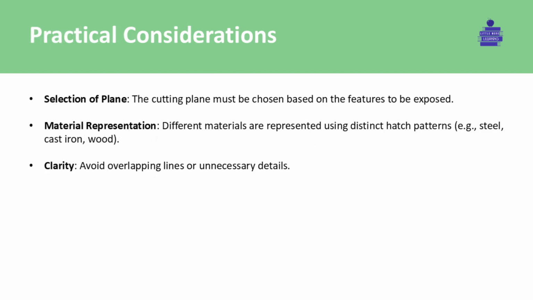Before we wrap up, let's discuss some crucial practical considerations that will help you create effective sectional views. The selection of your cutting plane is like choosing the perfect camera angle. It must reveal exactly what you want to show. Different materials require different hatch patterns. It's like giving each material its own unique fingerprint. Steel might have one pattern, while wood has another, making it easy to identify materials at a glance.